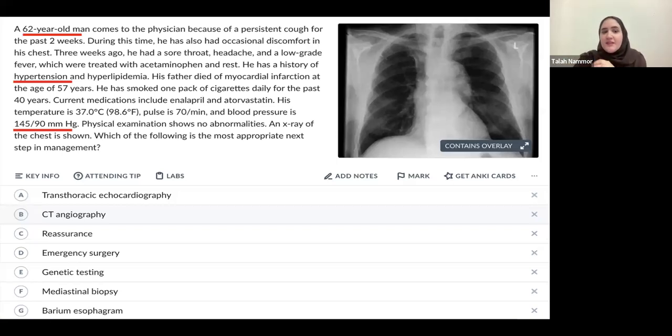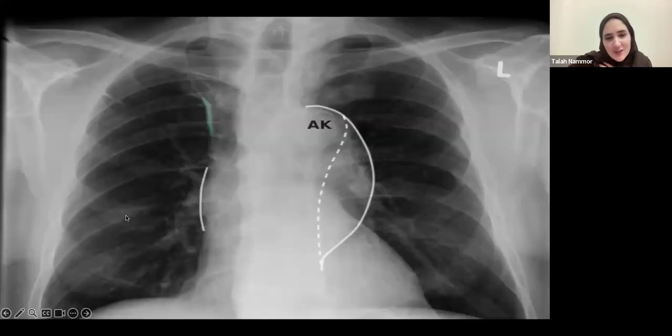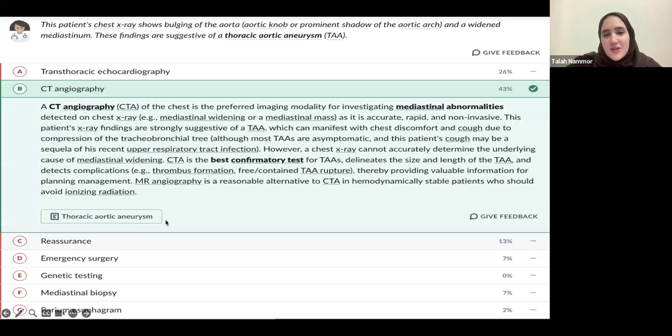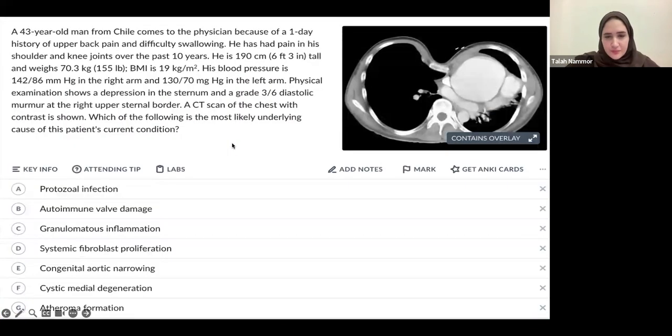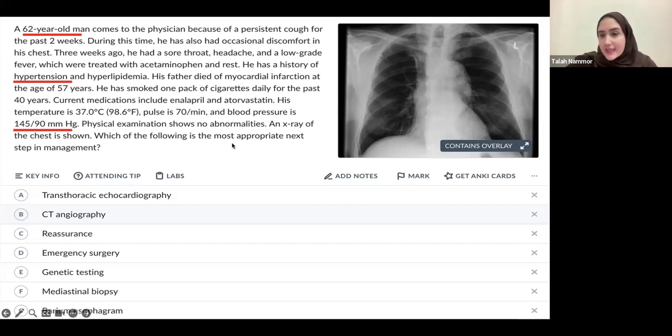The answer is going to shock you guys, and I'll tell you why. Basically, it's not emergency surgery. Why? Because this is giving basically thoracic aortic aneurysm, but if you guys look at his vitals, they're stable. So we have to, first of all, confirm that he has TAA, and because he's stable we can confirm it.